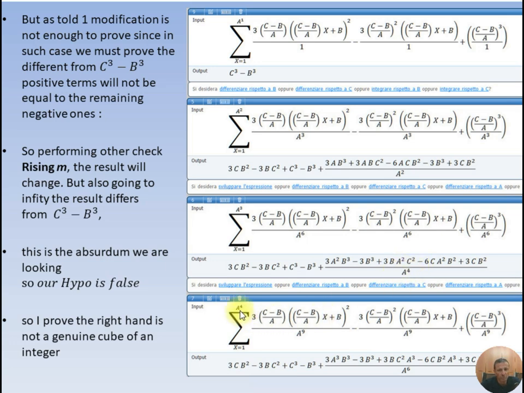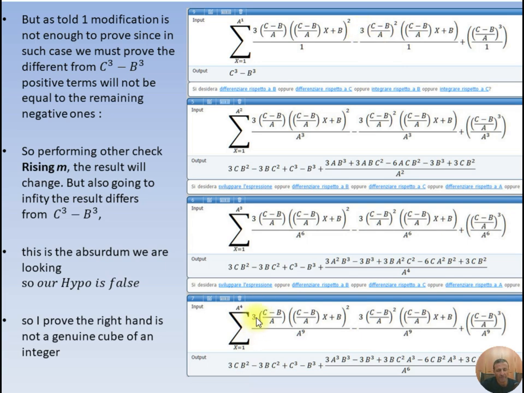The same if we multiply by a cube, so we stop at a to the 4, and we divide by a to the 9, and then here we have a to the 6. This means that this is not a genuine cube. So this sum cannot be a cube of an integer, because it does not behave like a genuine cube.